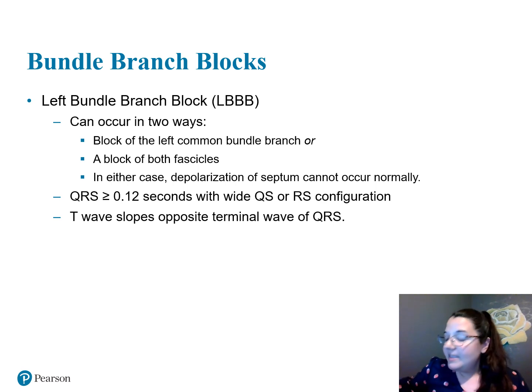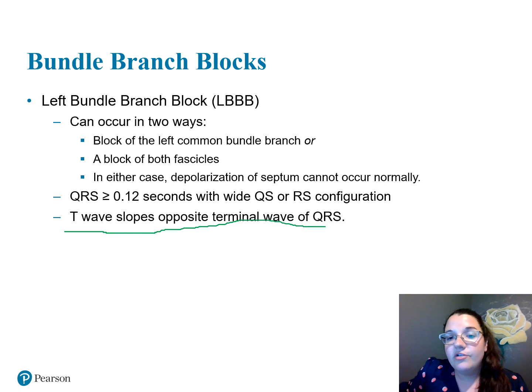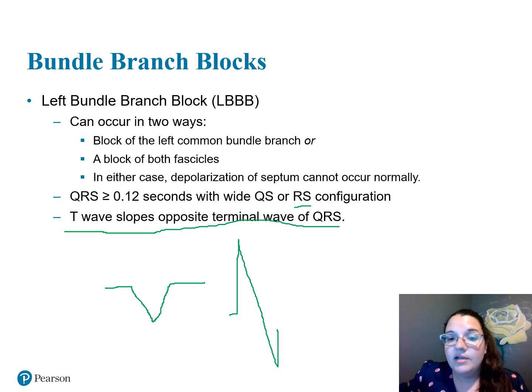Your T wave, again, is going to be opposite of your QRS. So now we might have an RS, but we're not even going to have a complete complex, a QRS. You're either just going to have a QS, or you're going to have an RS. Okay? And this is going to be your left bundle branch block.